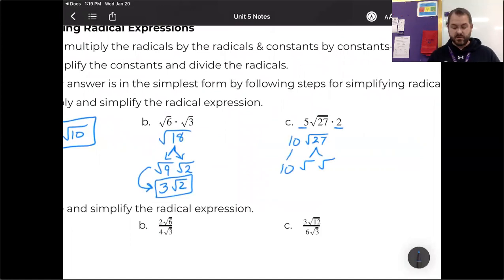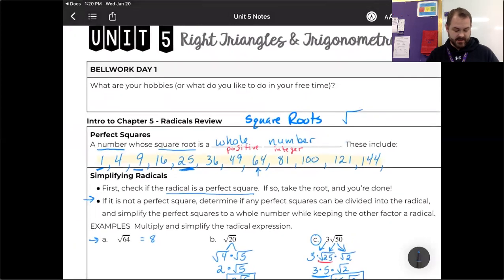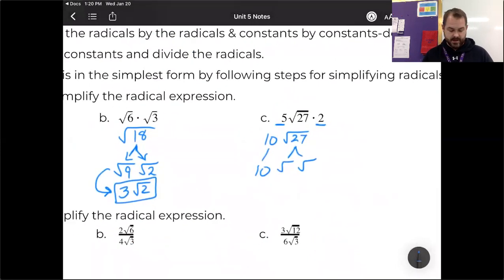The biggest perfect square you can divide 27 by, hopefully you know your multiples, that's 9 again. 27 divided by 9 is 3. So when I go back down here to split up 27, the 9 goes first because it's the perfect square, followed by the square root of 3.